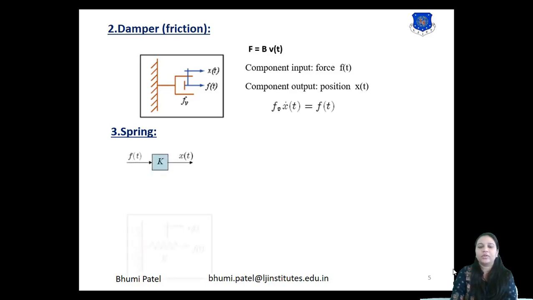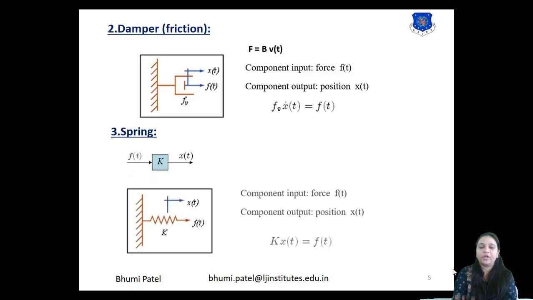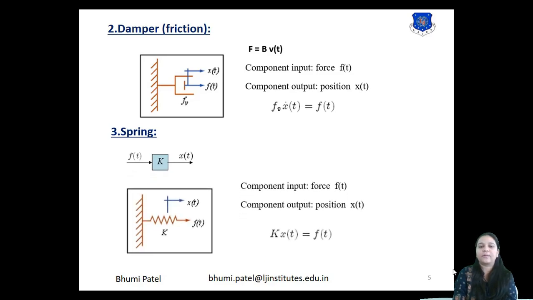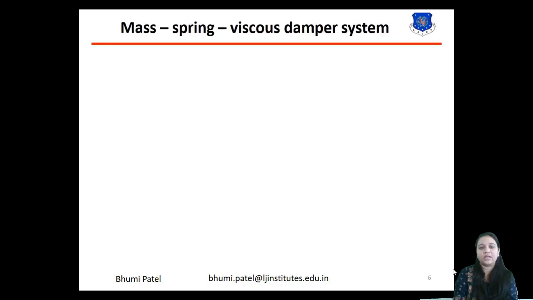So, the equation will become f(t) = Kx(t), meaning force will directly depend on x(t), where K is the spring constant, x(t) is the displacement and f(t) is the reactive force. Next one is the mass-spring-viscous damper system.